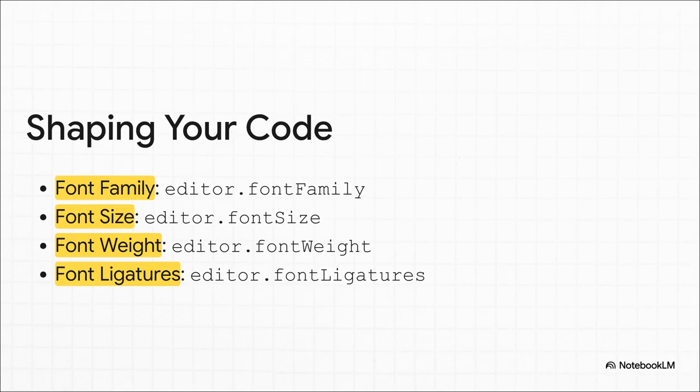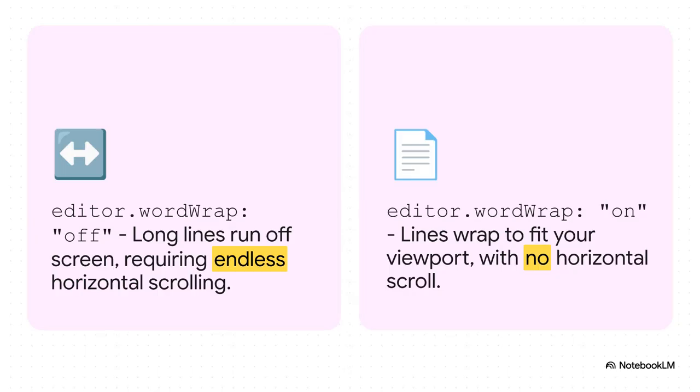Maybe you want something clean and simple, or maybe something a bit more stylish with font ligatures, where it combines characters into a cool single symbol. Then you dial in the font size and font weight to make sure it's all perfectly readable. It really is the difference between a sharp, professional cut and something that's, well, a total mess. It's amazing how one single setting can completely change your entire workflow.